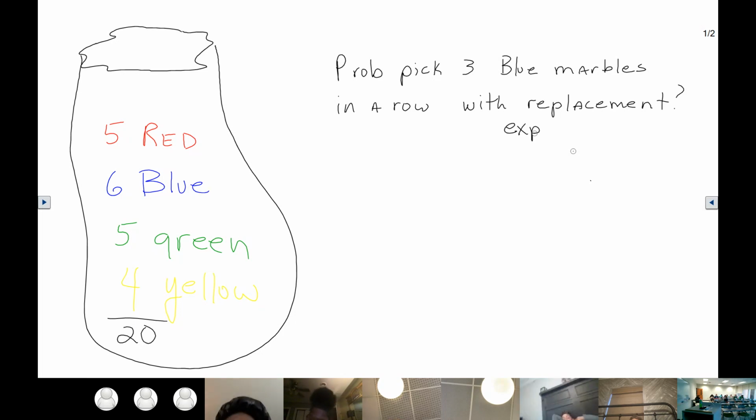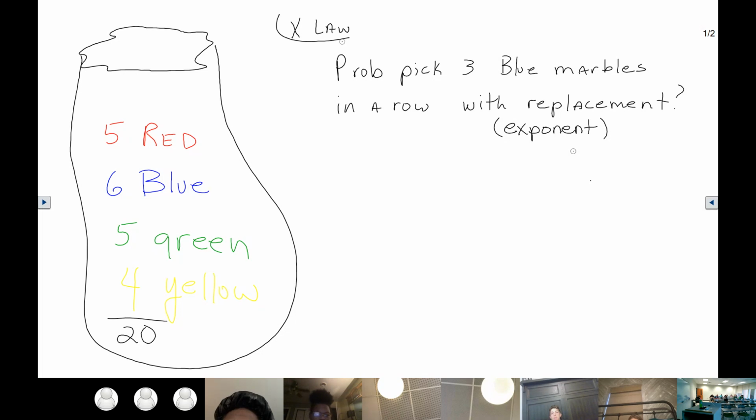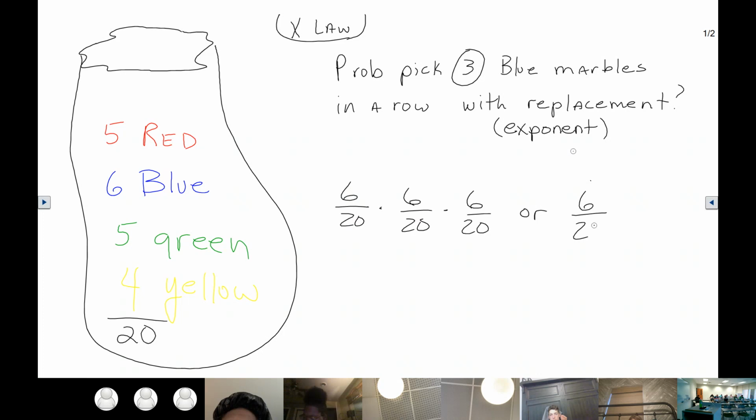you usually are just going to deal with a what? An exponent. Remember, this is the multiplicative law, right? What does multiplicative mean? Multiplying. So if I multiply something by itself, then I can use a what? An exponent. So you could do 3 draws. Let's see, what is it? 6 over 20 times 6 over 20 times 6 over 20. Or you can say 6 over 20 raised to the what?